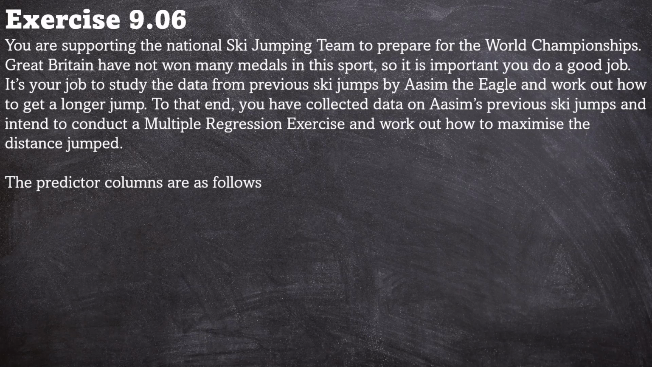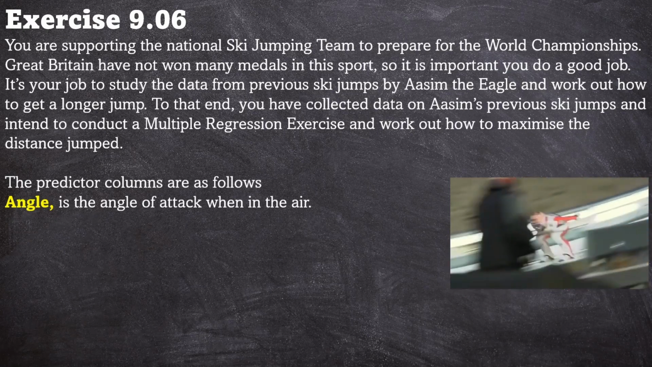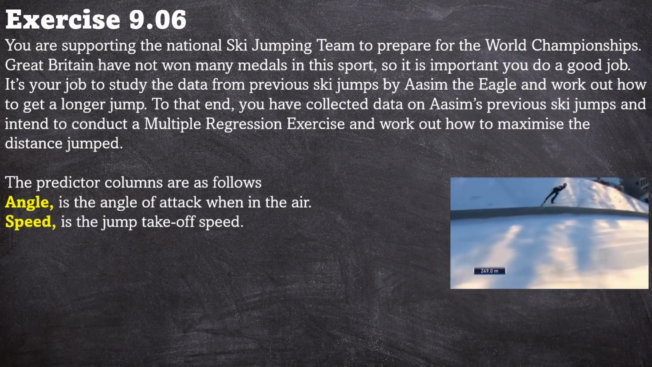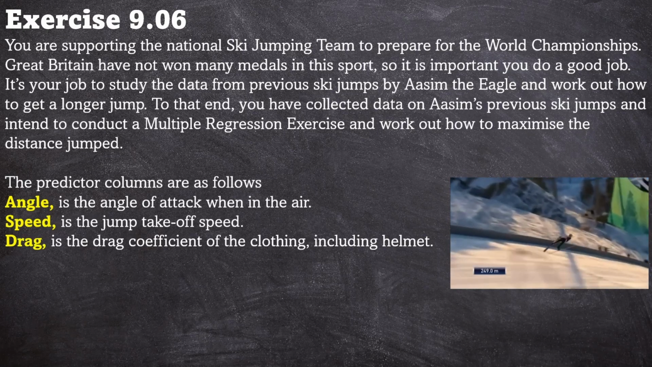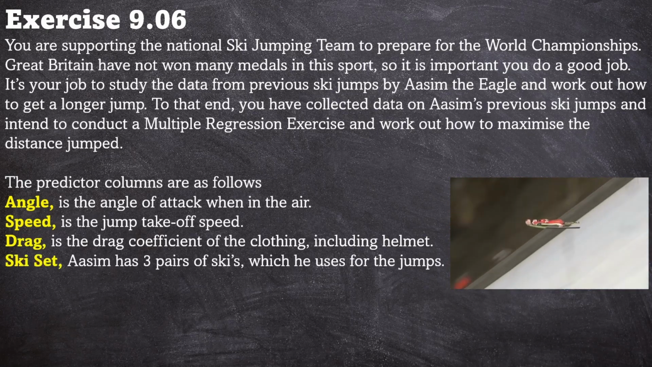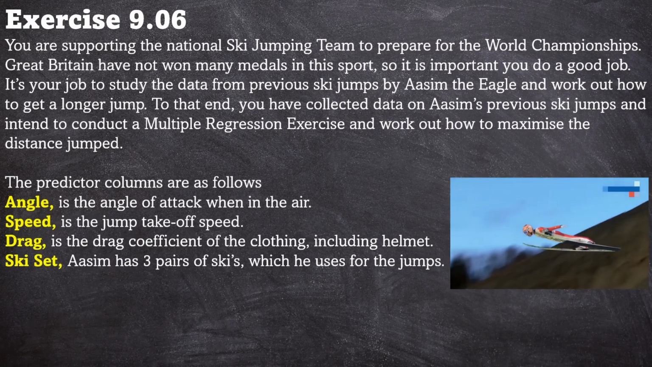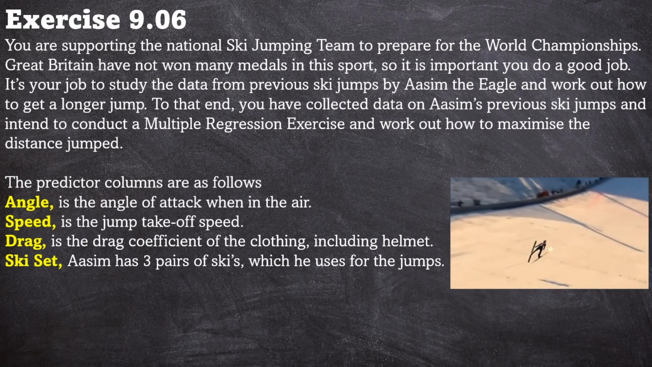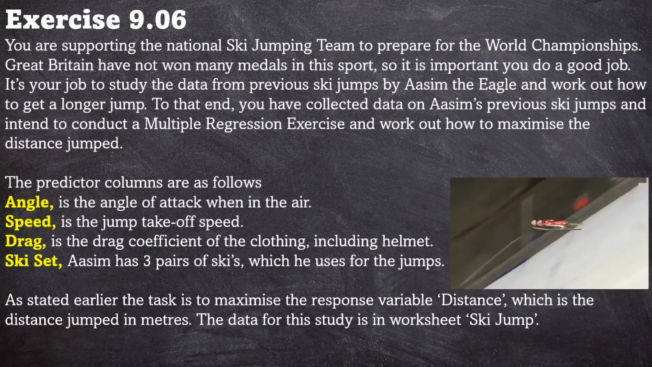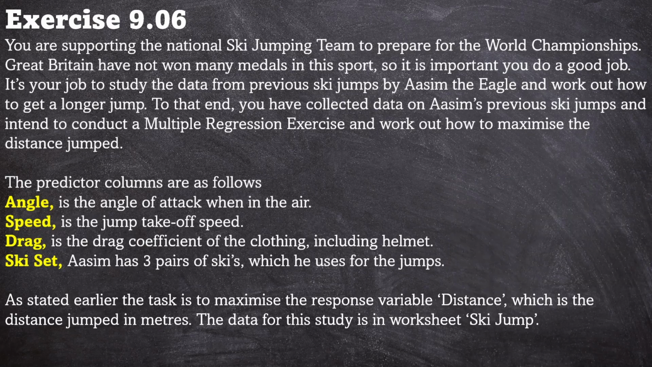So you've worked out that the predictor columns are as follows. Angle is the angle of attack when in the air. Speed is the jump takeoff speed. Drag is the drag coefficient of the clothing including helmet. Ski set: Ussum has 3 pairs of skis which he uses for the jumps, so this is going to be a categorical predictor. As stated earlier, the task is to maximize the response variable distance, which is the distance jumped in meters. The data for the study is in worksheet Ski Jump.